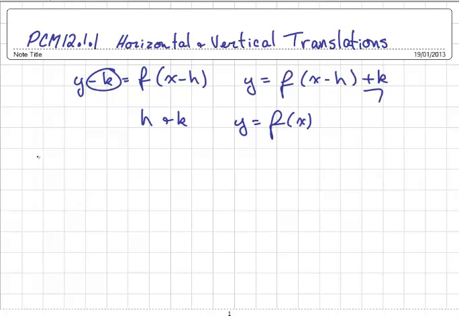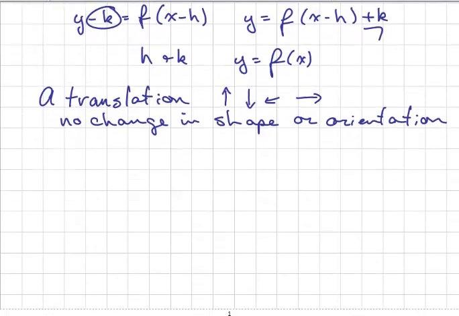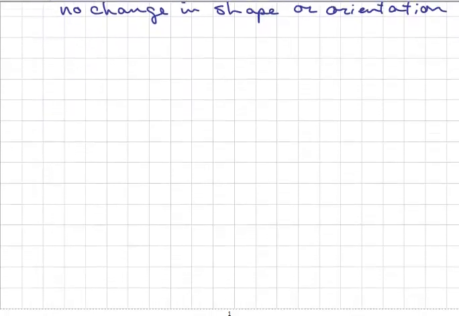So it's important to note that a translation, I'd like you to write this down please, a translation moves the graph of y equals f of x up, down, left, right. It doesn't change the shape and it doesn't change your orientation. So let's start with an example and just see what this does.